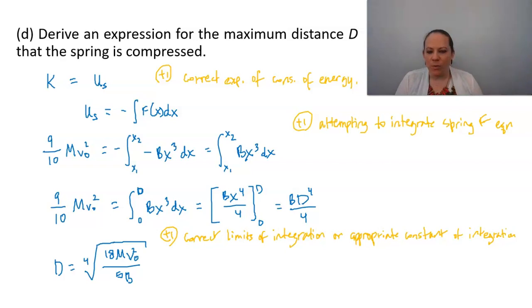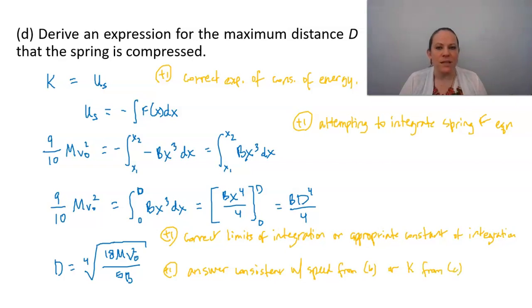And then our final point is going to be for an answer consistent with the speed from part B or the kinetic energy from part C. So that shows up again where if you made a mistake earlier on, but you've used your expression correctly here, you can still get full credit here.